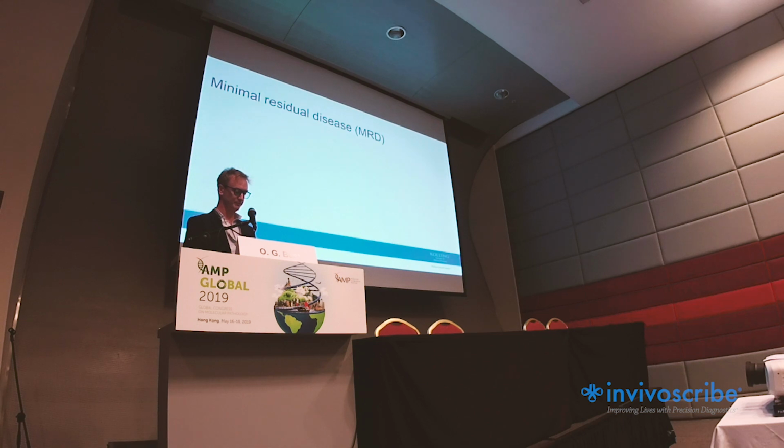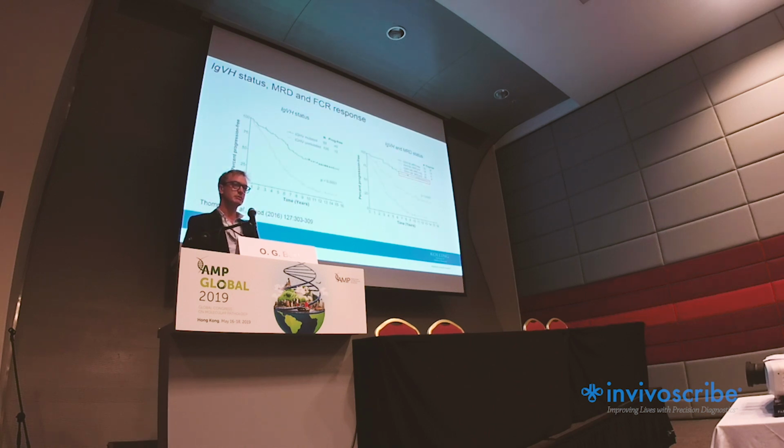So the final part of my talk is sort of looking at MRD status, minimal residual disease status. And coming back to the data from the MD Anderson FCR 300 trial, on the left there is the plot that I showed earlier with IGHV status. If you combine IGHV status with MRD negativity at the end of the treatment period, you can see the outcome of the patients is significantly better if they're MRD negative and IGHV mutated at the end of treatment.